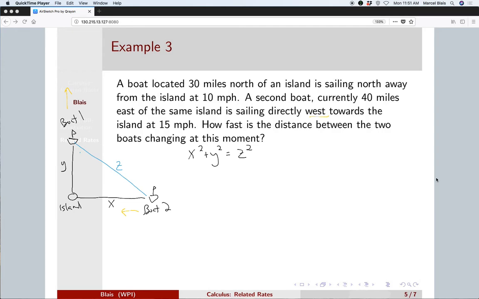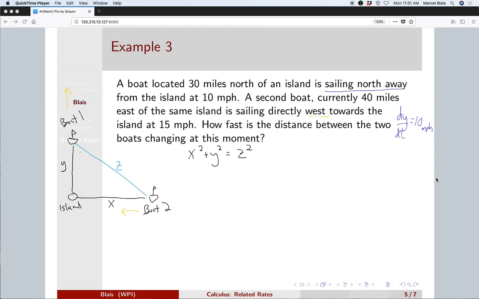So the first boat is sailing north. That's the change in the position y from the island of boat 1 with respect to time. So that dy/dt is 10 miles per hour as the boat is sailing away from the island. For x, well, the boat is actually coming towards the island at 15 miles an hour.